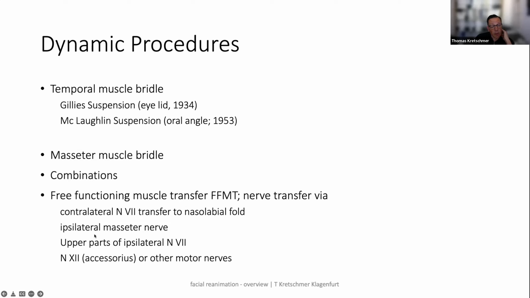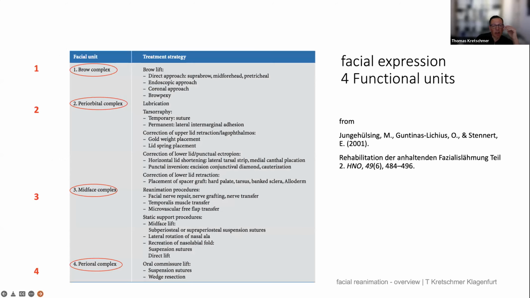And for reanimation, you have the choice of different axon donors. One could be the contralateral facial nerve that is transferred to the nasolabial fold. The other option could be the ipsilateral masseter nerve that you just heard about from Corey, or upper parts of the ipsilateral seventh nerve, or this is actually wrong, the hypoglossal or other motor nerves.